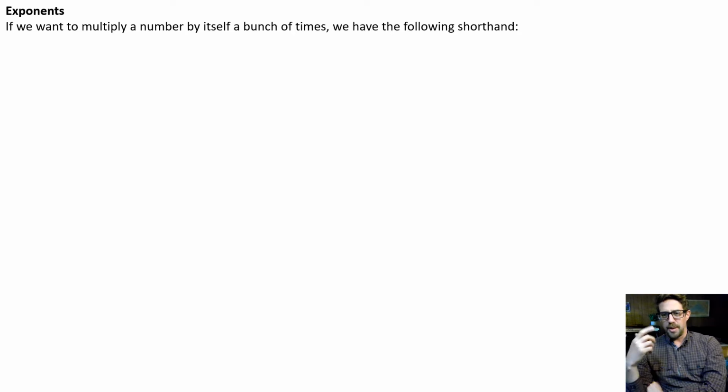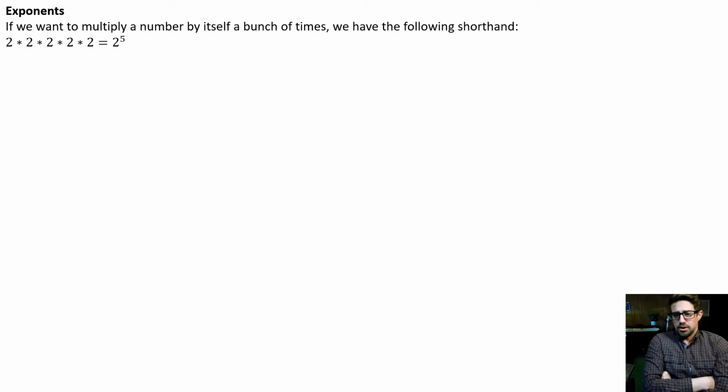But if you had to multiply a number by itself like 3, 4, 5, 6 times, you wouldn't want to write all that out, so we just have a shorthand. This is just one example, but instead of saying or writing 2 times 2 times 2 times 2 times 2, we can just say or write 2 to the 5th, or 2 to the power of 5. And the 5 goes in a little superscript above the 2. You've probably seen that before, but that's an exponent.